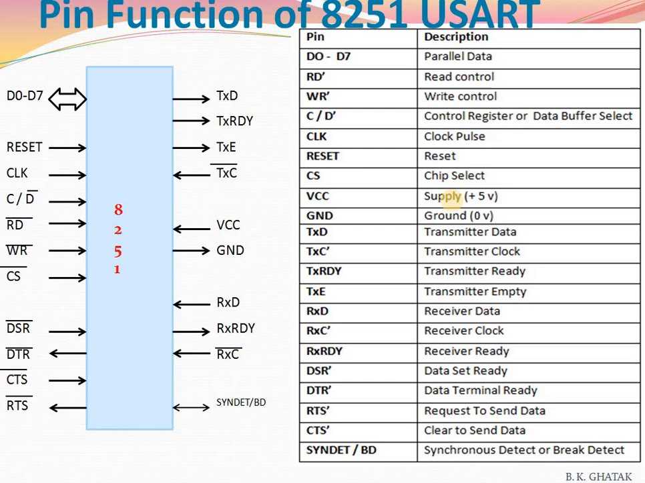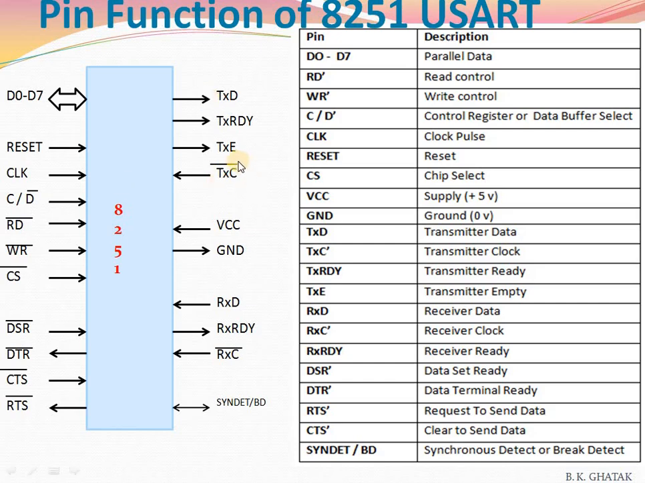Or it is 0 voltage. Now look at the transmitter signals. There are 4 transmitter signals. Among those 4, 3 are output signals and 1 is an input signal. So the first one is TXD. TXD is the output line for transmitting serial data bit by bit depending upon the transmitter clock.